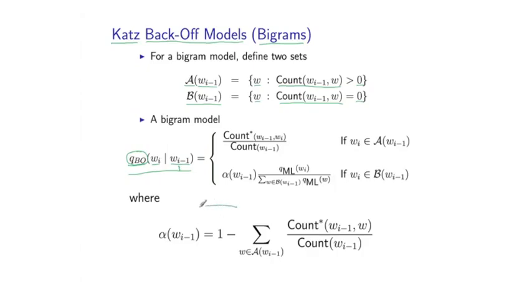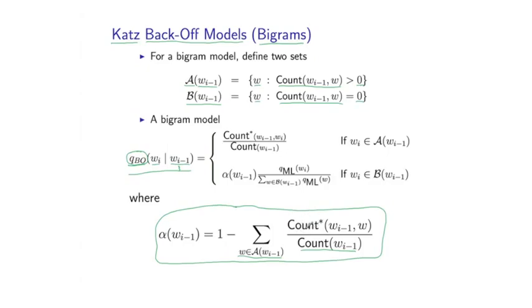As before, I'm going to define the missing probability mass through this expression. This is going to be 1 minus the sum over all the words whose count is greater than 0 of count star of w_{i-1}, w divided by count of w_{i-1}. So this is the probability mass which is left over.